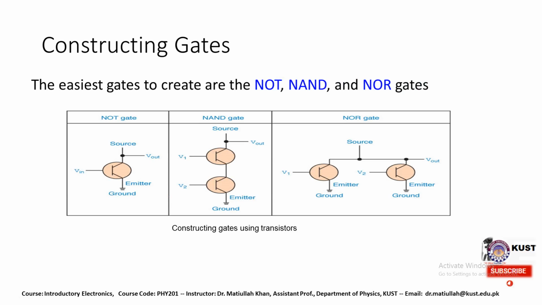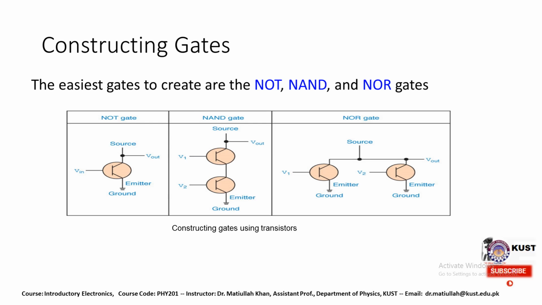So how can we construct gates using transistors? That was actually the last part of our lesson, how we can utilize the idea to develop transistors in a circuit. For this purpose, the easiest gates to create are the NOT, NAND and NOR gates. Using transistors, how can we get the NOT gate, the NAND gate, and then the NOR gate?